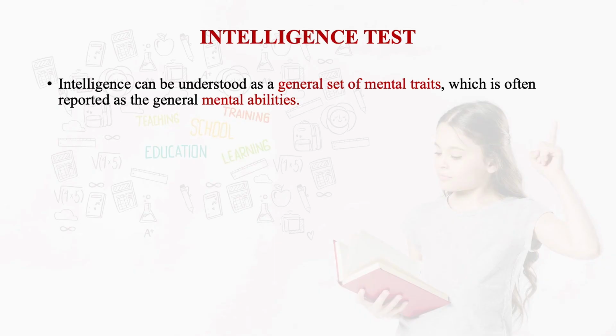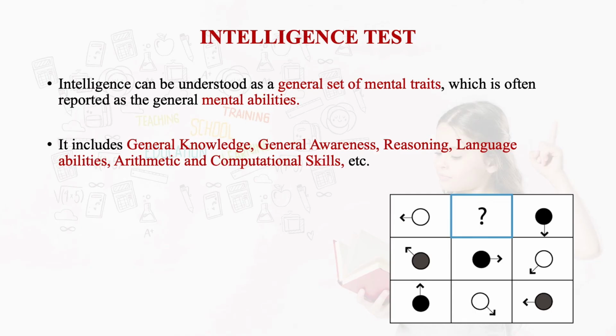Now let us go forward to understand the concept of intelligence. So friends, intelligence can be understood as a general set of mental traits which is often reported as the general mental ability of the students. It is general mental ability, that's why it includes general knowledge, general awareness, reasoning, language abilities, arithmetic, computational skills, algebra and other areas of studies also.